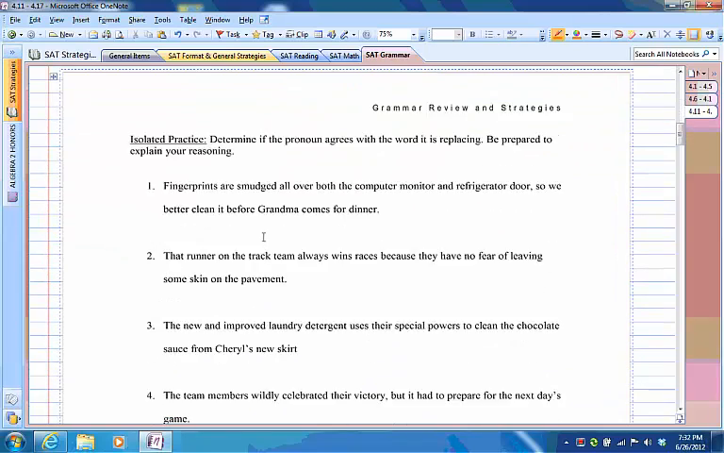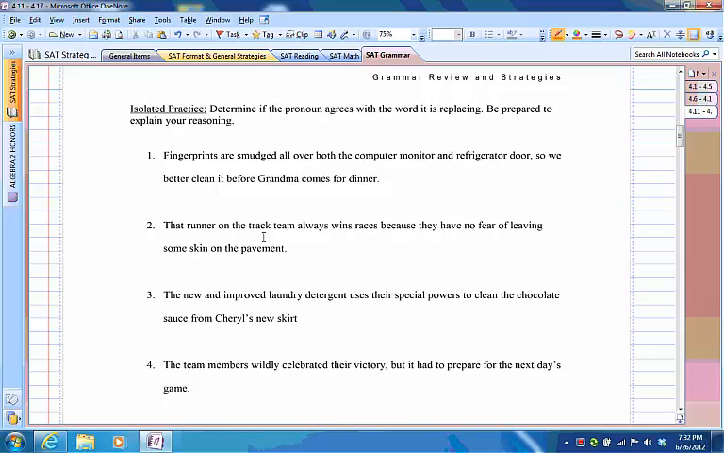So let's look at some isolated practice here. Determine if the pronoun agrees with the word it is replacing. Be prepared to explain your reasoning. Okay, fingerprints are smudged all over both the computer monitor and refrigerator, so we better clean them. Not it, because you're referring to the monitor and a refrigerator, referring to two things. The track team always wins races because he has. Or she has, but remember, that's singular.